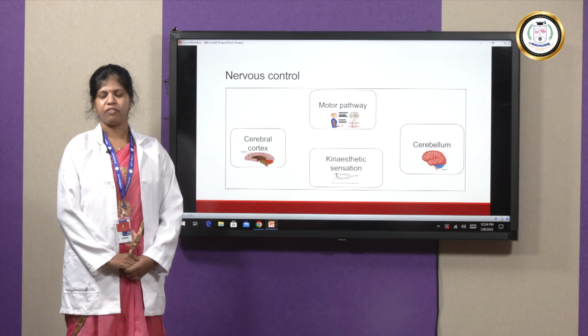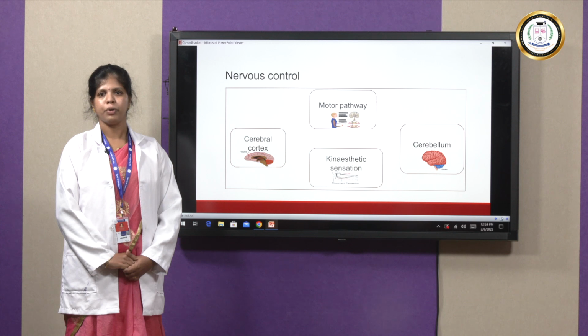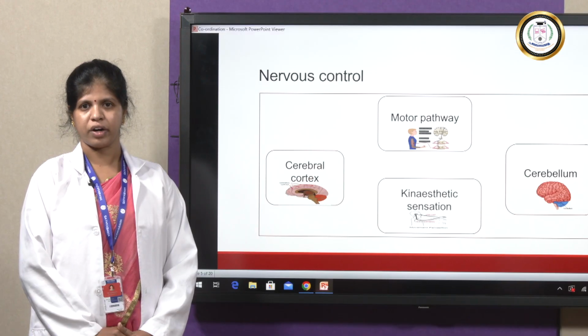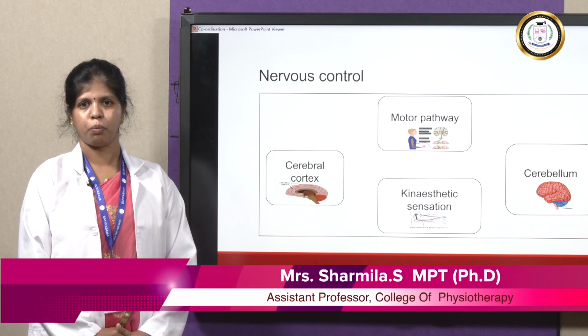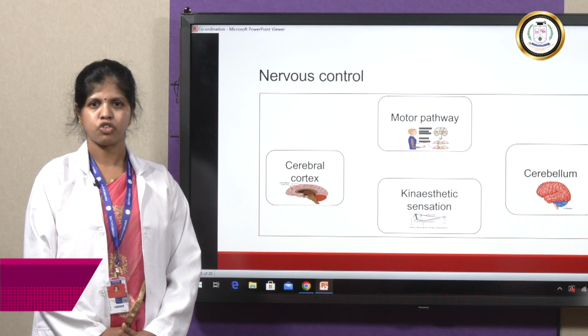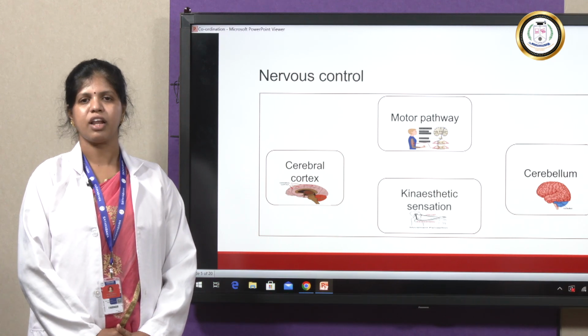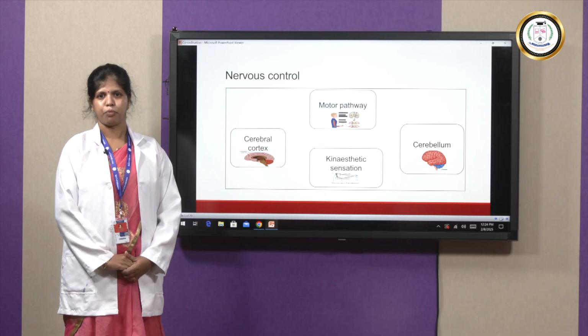So on the whole, the very important things are the motor pathway, cerebral cortex, cerebellum, and the kinesthetic sensation. All four should work together, and only then can we have properly coordinated movement taking place in a muscle. When we speak in terms of coordination, it is not the nervous system alone. It is the neuromuscular system that plays a key role. That is to say, the coordination of the nerves to the muscle and the muscle executing the function is very, very important. So neuromuscular control should be proper in order to do the movement in a properly coordinated way.